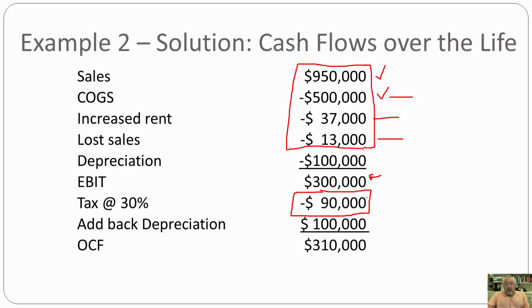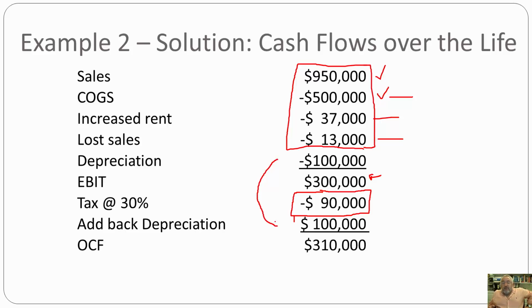Now, why did we take out the depreciation? Because it's not a cash item. We took out the depreciation so we could calculate our tax. And once we've done that, we add back the depreciation because it isn't a cash flow. So we only took it out temporarily to make sure we could calculate tax.